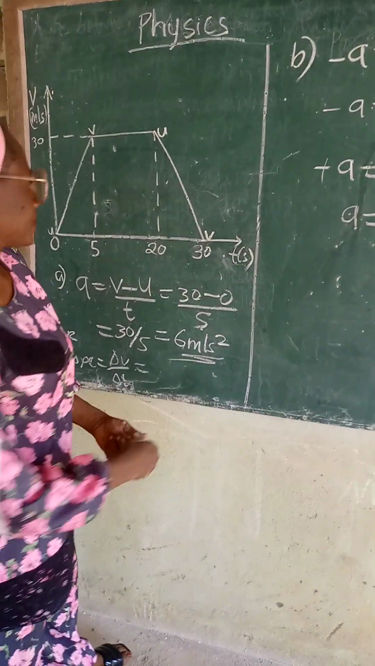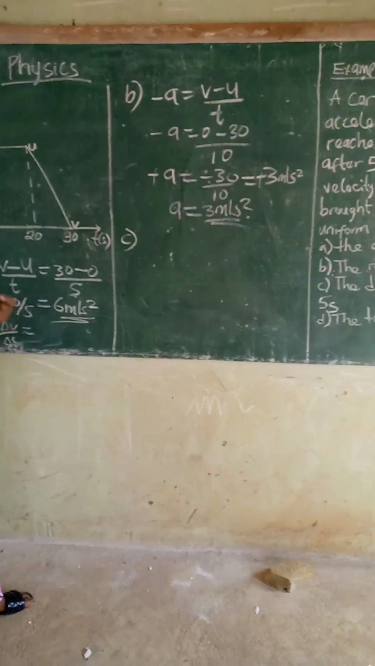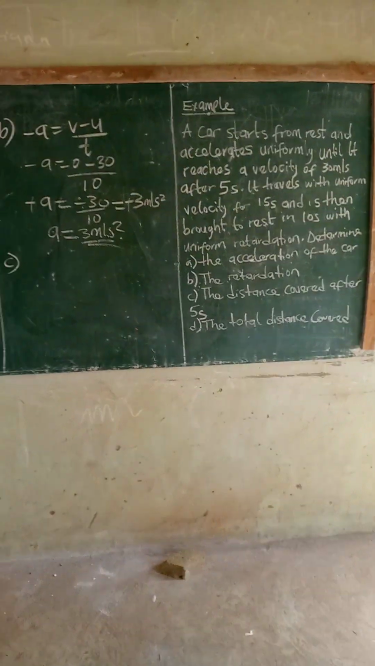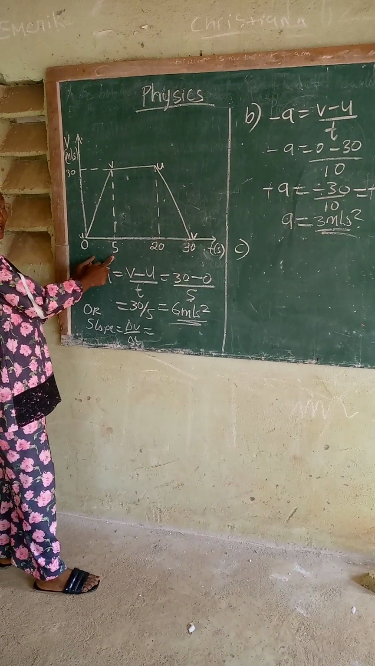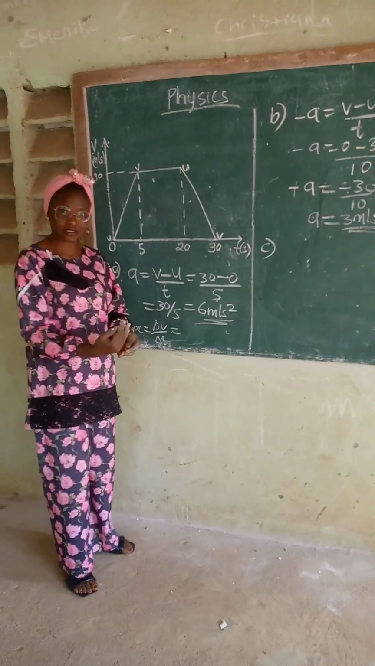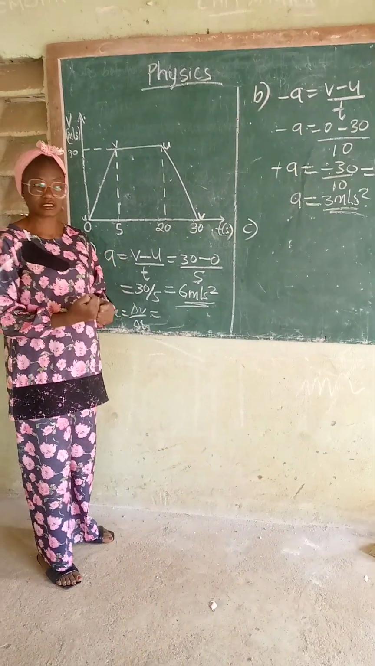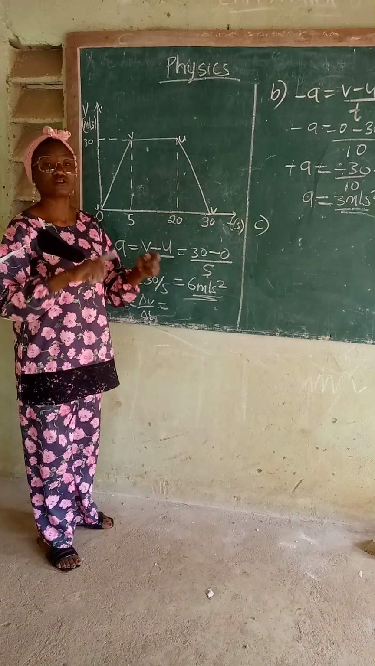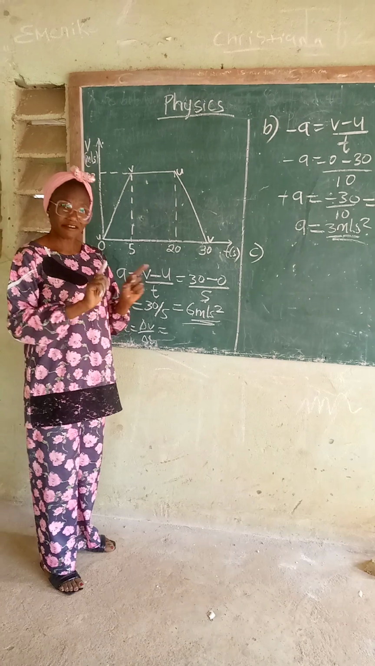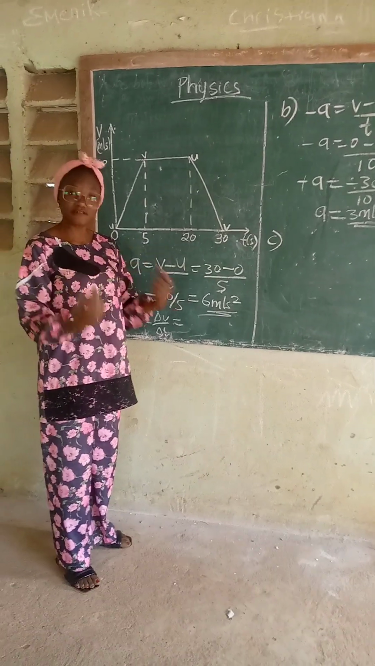Now the C part: the distance covered after 5 seconds. They are asking us to find the distance covered after 5 seconds. Like I said before, the shape gives the distance. If the shape is a triangle, just use the area of that shape to get the distance. If it's a trapezium, use the formula of trapezium to find the distance. The area formed under the graph gives the distance.